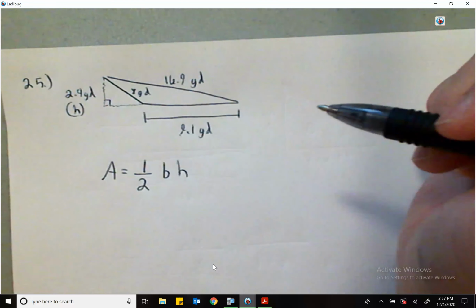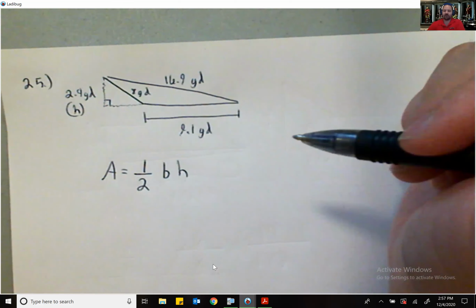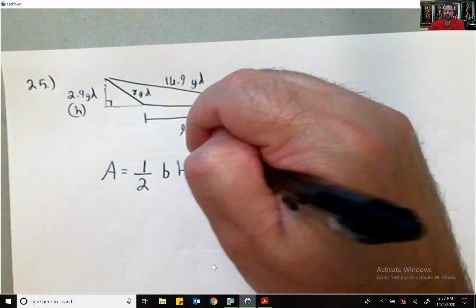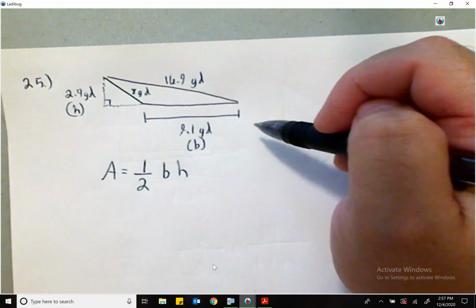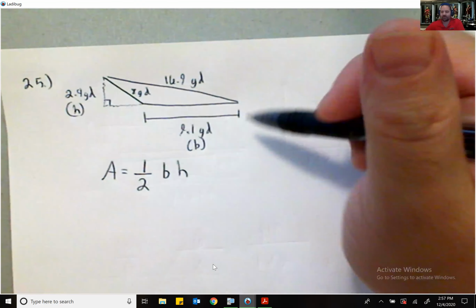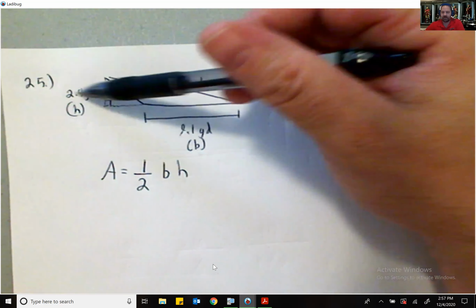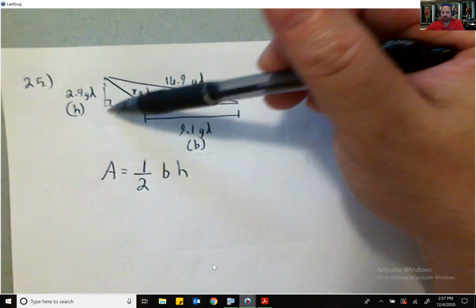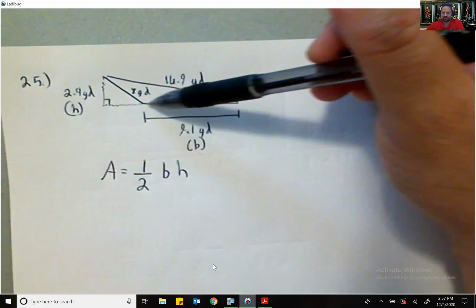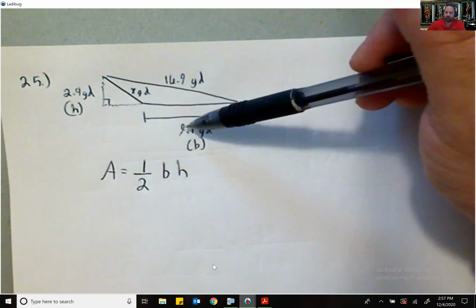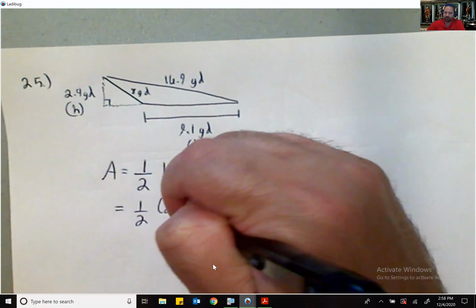Is it 9.1? Yes, 9.1 is the base, but just so you know, the base doesn't always mean it's the bottom. Remember that the base and the height are the 2 numbers connected to this symbol. 2.4 is connected, and this base is connected to that symbol, 9.1. So all we do is plug all that in and then do whatever rounding they tell us to do.